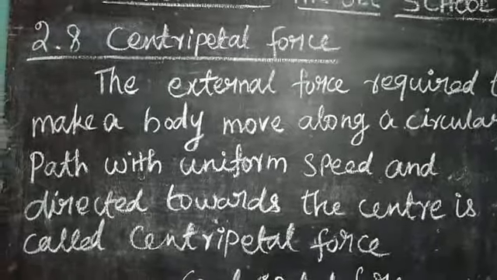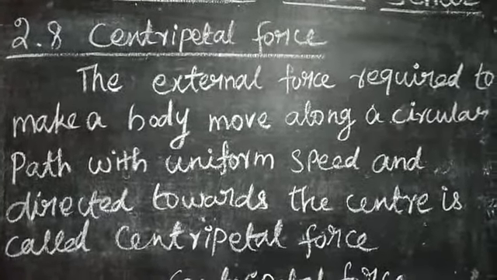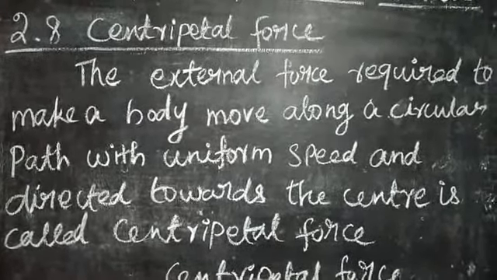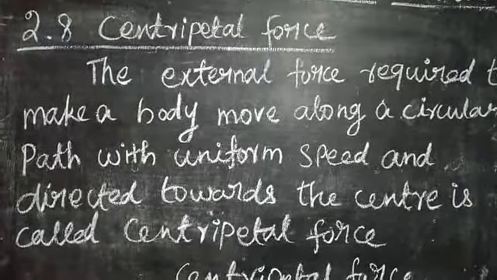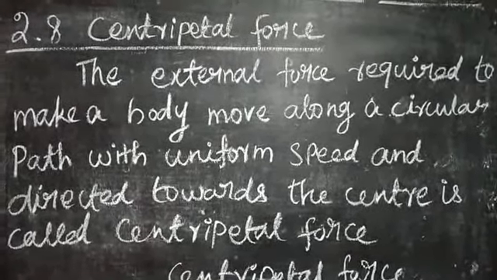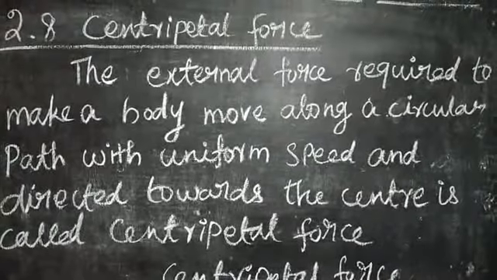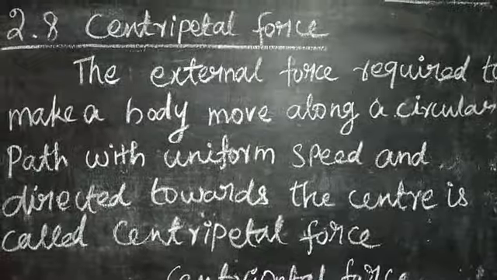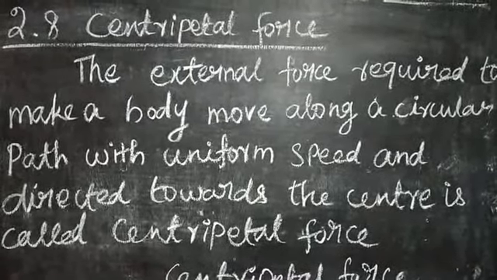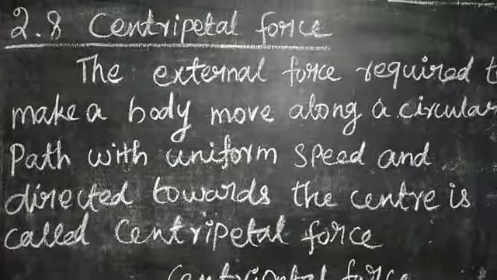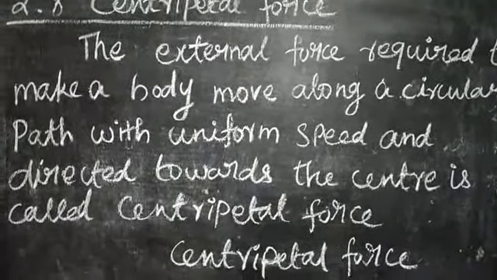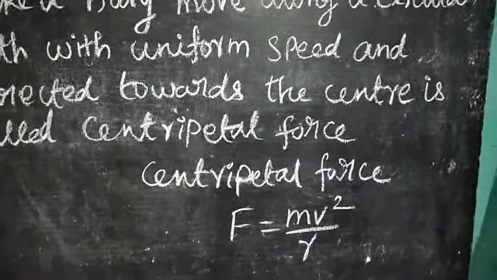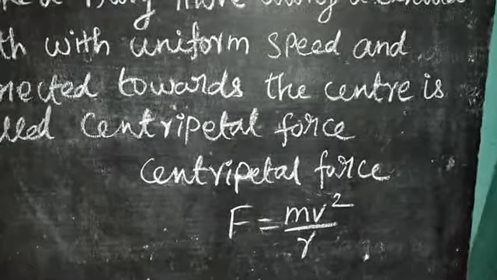Centripetal force. What is centripetal force? It is the external force required to make a body move along a circular path with uniform speed. What is uniform speed? The body covers equal distances in equal intervals of time. That is called uniform speed. The force directed towards the center is called centripetal force. Centripetal force F equals m v square by r.